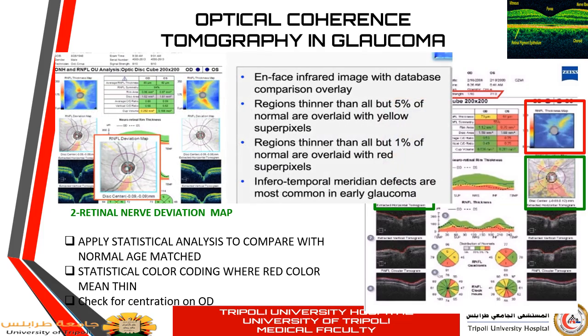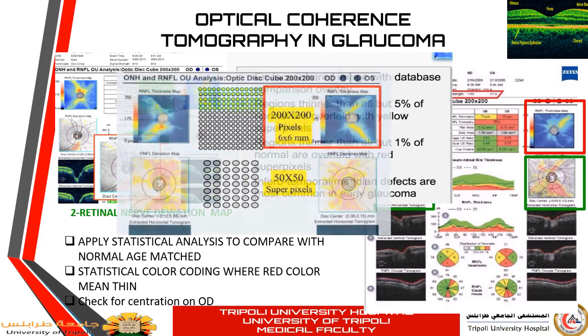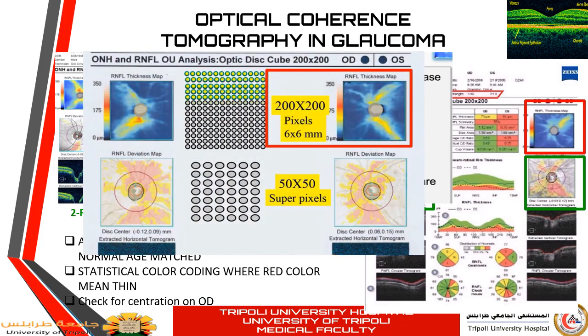So this is the importance of the deviation map, which is an InFAS image, an infrared image of the database comparison overlay. Regions thinner than the 5% will appear in yellow, and areas thinner than 1% of the percentile will have red superpixels. Always inferotemporal and superotemporal are more indicative of glaucoma, especially the inferotemporal part. As I said earlier, this is the image after magnification with superpixel.